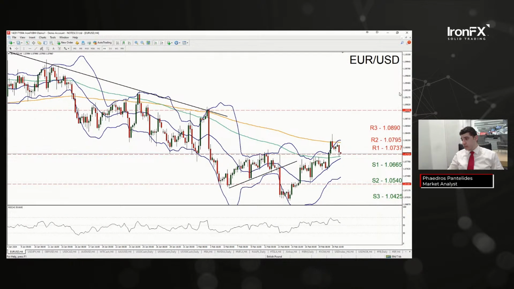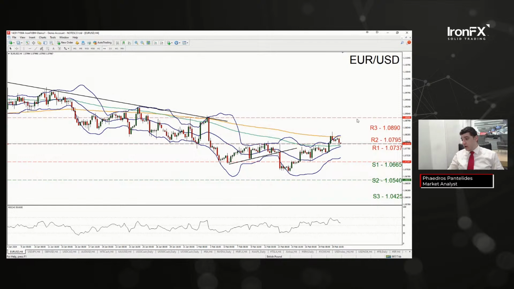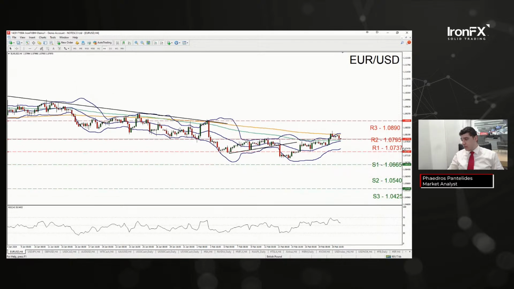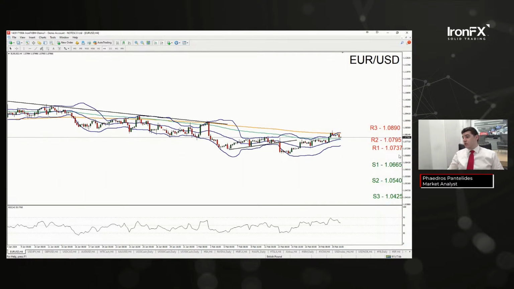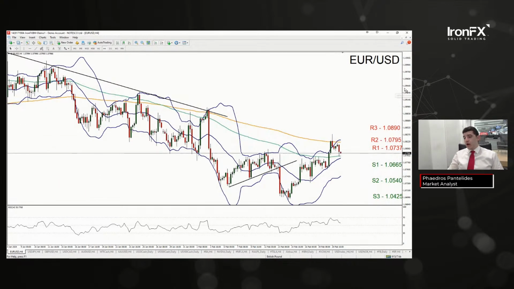Starting off with the euro against the US dollar. We're going to be removing our support and resistance levels, and we're going to be determining new S and R levels together on this live. So we are currently on the 4-hour time frame.